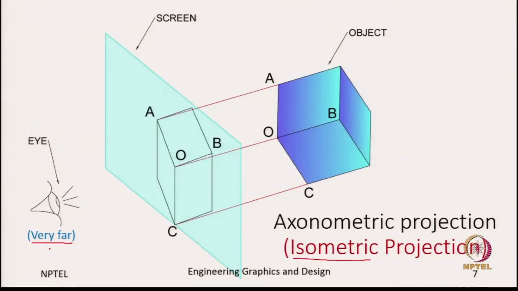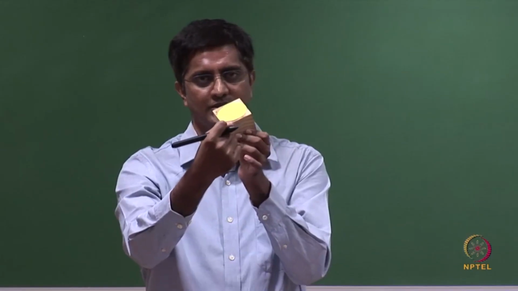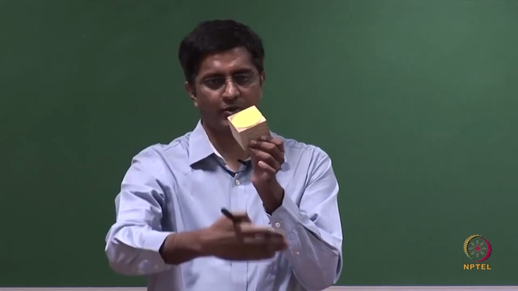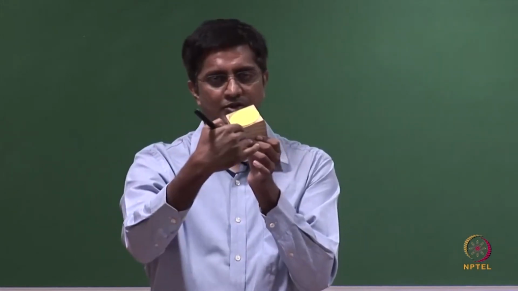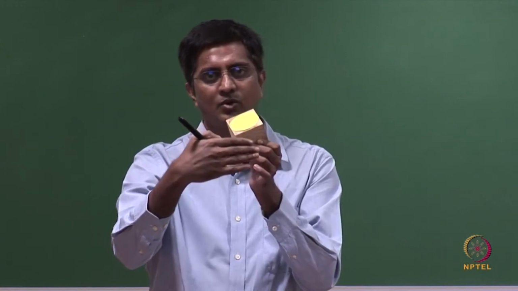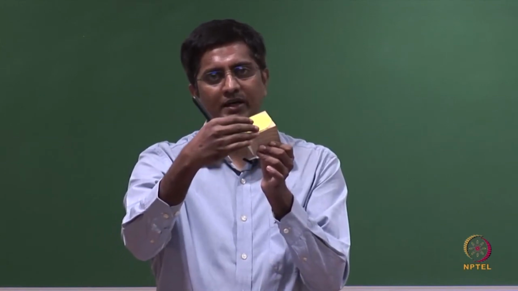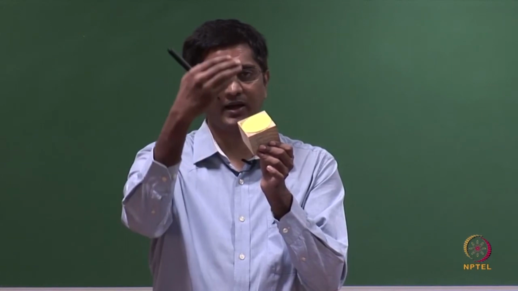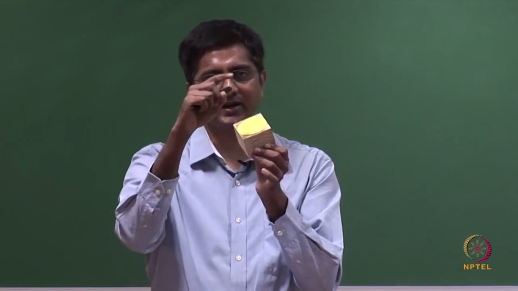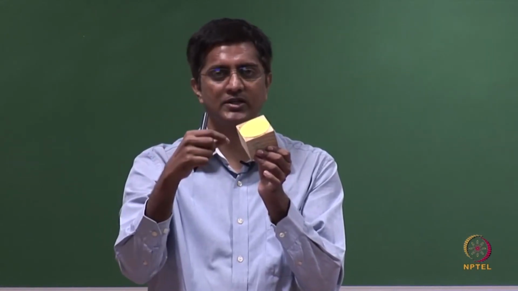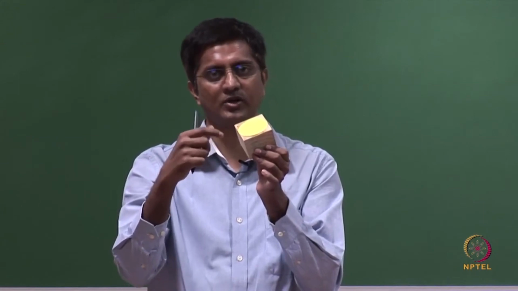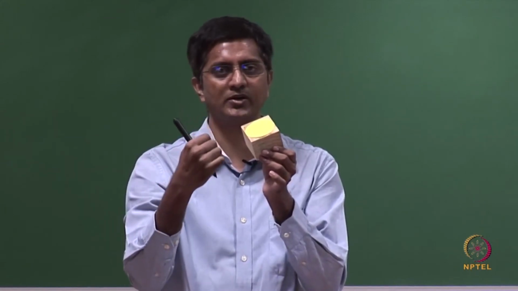So, this is how we capture the isometric projection of this cube. Again, the object is held and you are looking right into the object, which means the projection plane is perpendicular to the projectors. What I am trying to say is, these projectors are all parallel and they intersect the projection plane at 90 degrees. So, we can also call these orthogonal projections, orthogonal because the projectors are perpendicular to the projection plane.